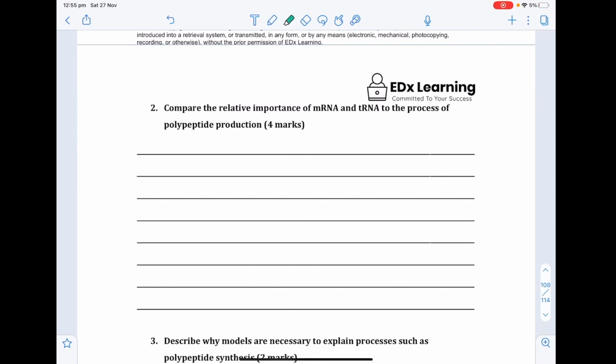So can someone tell me a similarity between mRNA and tRNA? They're involved in polypeptide production, yes. Just a simpler one. They're single stranded. They're both RNA, right? So both mRNA and tRNA are RNA molecules which are involved in the process of polypeptide synthesis, right? What's mRNA? What's the purpose of mRNA? Messenger RNA. Good. Can you explain to me what that means?